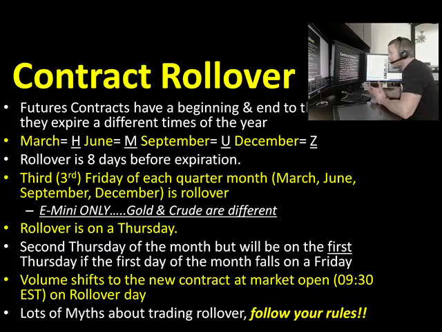Now, rollover is 8 days before contract expiration. It's the 3rd Friday of each quarter month, March, June, September, December. Of course, this applies to the E-minis, the currencies, the dollar. Gold and crude are going to be different. I'm going to talk more about gold and crude a little bit later. Rollover is always on a Thursday. It's the 2nd Thursday of the month, but it might be the 1st Thursday if the 1st day of the month falls on a Friday. It gets a little bit technical, but trust me, guys, it gets a lot easier. I'm going to show you how. Basically what happens is volume shifts to the new contract at the open, right at 9:30 on rollover day.